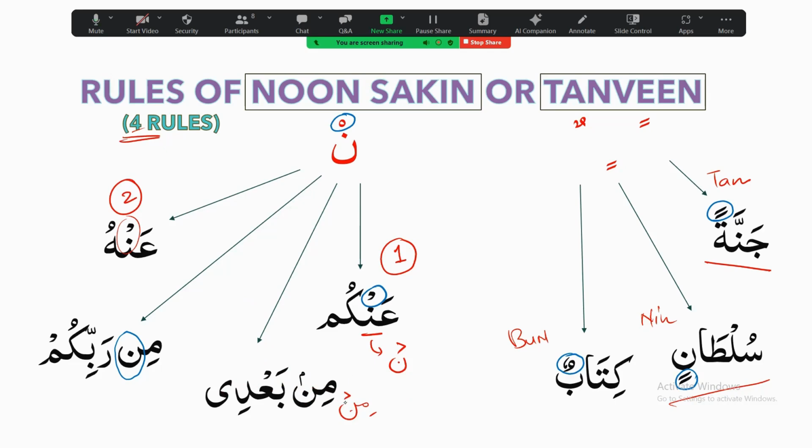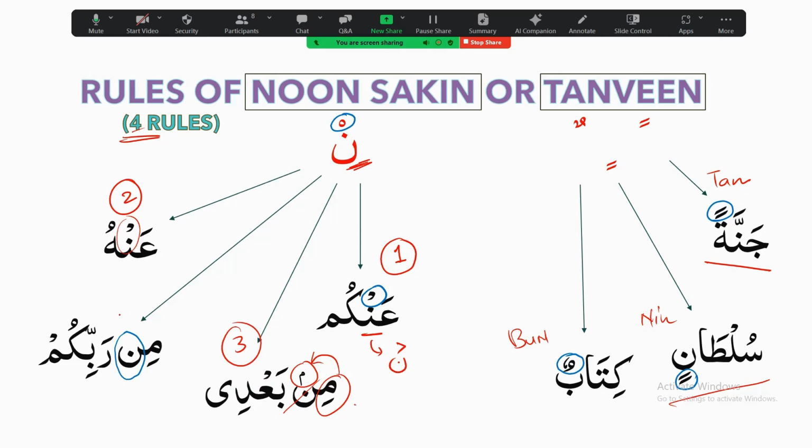But what happens is that when we are reciting, we do not say min ba'di. Rather, we say mim, joining this with meem: mim ba'di. We kind of just ignore the sound of noon here, and we say mim ba'di. We change the sound of this noon sakin to the letter meem. So that becomes the third case.